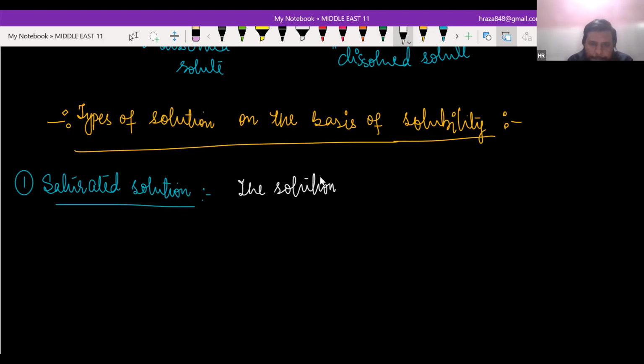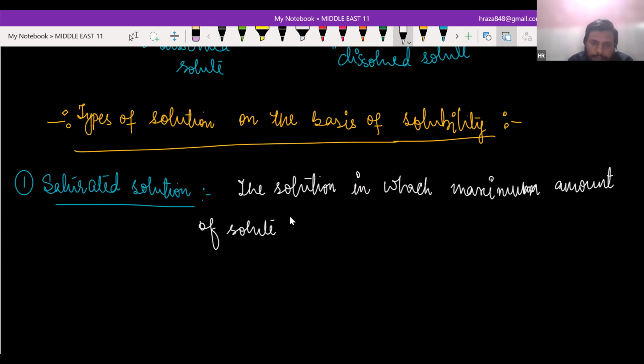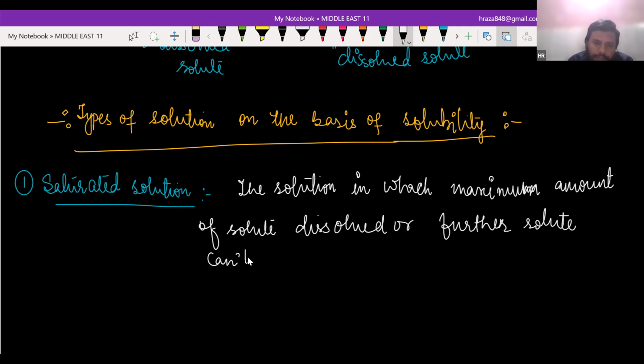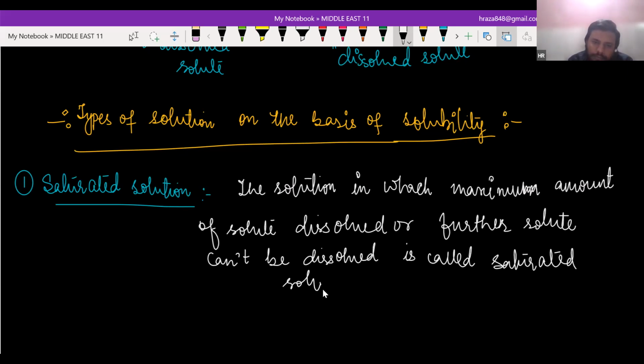The solution in which the maximum amount of solute is dissolved, or further solute cannot be dissolved, is called a saturated solution. Just focus on it.